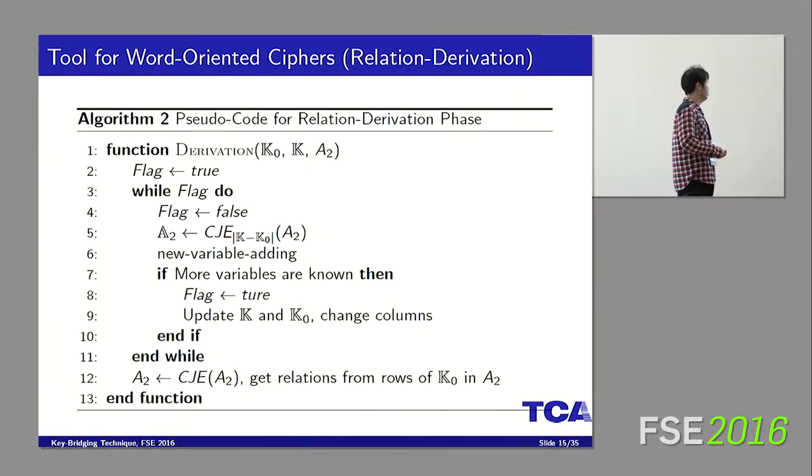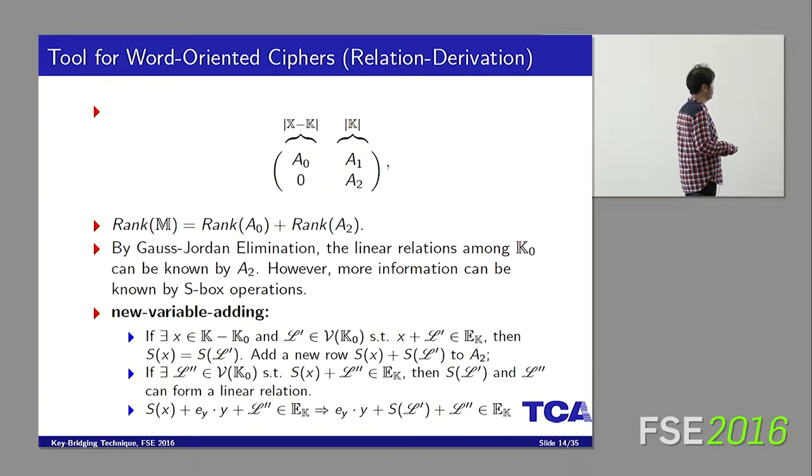Or otherwise, if layer S is a row like this, SX plus EY multiply Y plus L prime prime belongs to EK, then add this and this, we can get a row like this. EY multiply Y plus S L prime plus L prime prime belongs to EK. We can add an S before this and this. We can get a row like this. And Y can be used to propagate knowledge just as X.